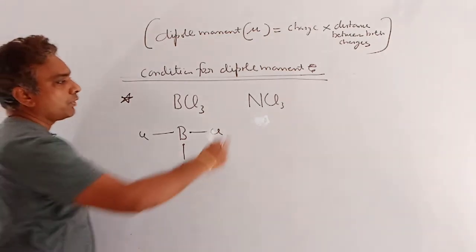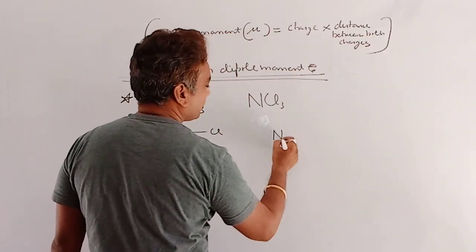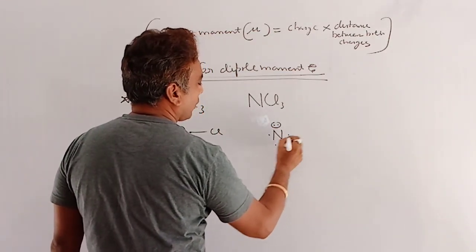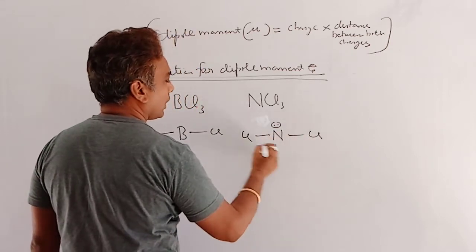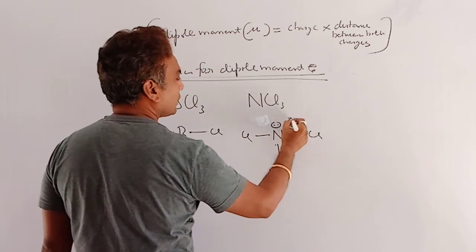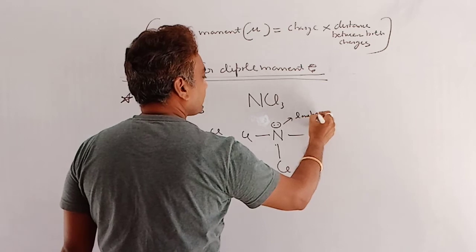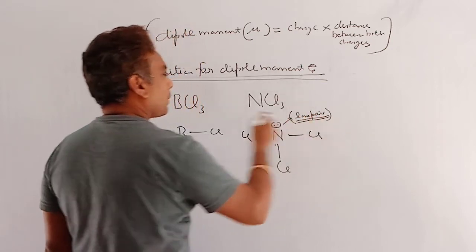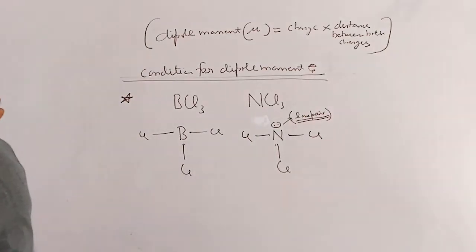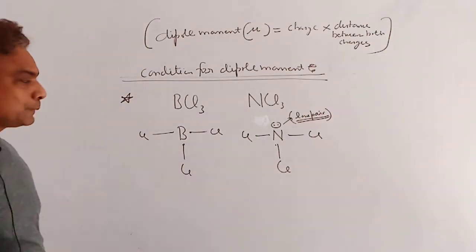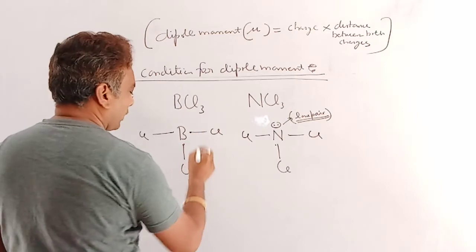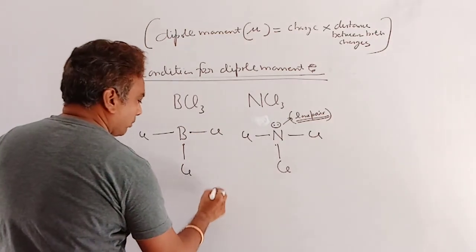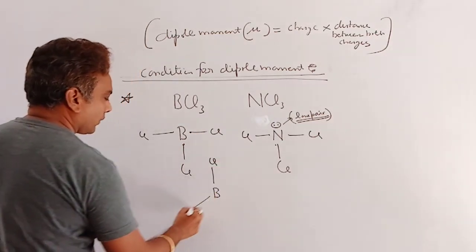But in case of NCl3, there are 5 electrons in the outermost shell and 3 are shared with chlorine. So one pair acts as a lone pair. And if there is a lone pair, it shows dipole moment. Clear? So in case of BCl3, boron exists at the center of the triangle.